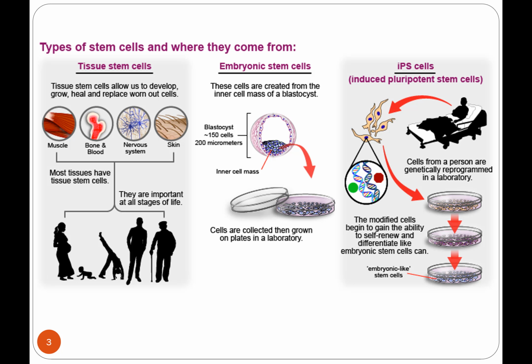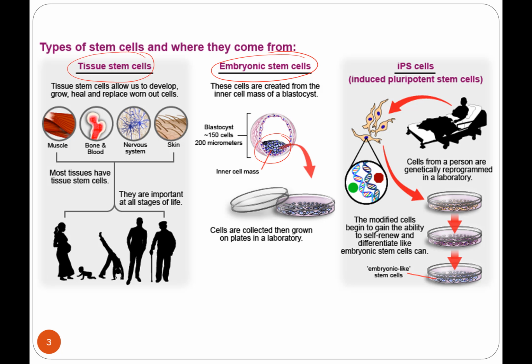Okay, so again, this is just a nice overview. So types of stem cells and where they come from. Embryonic is coming from the blastocyst of a recently dividing embryo.